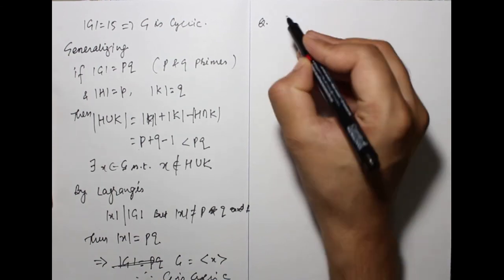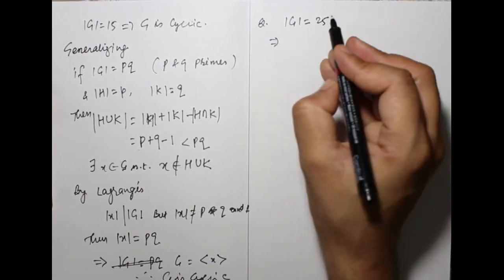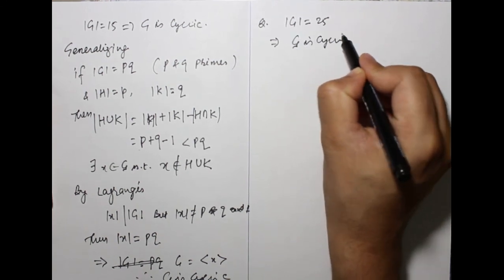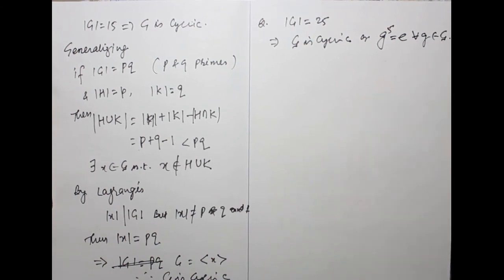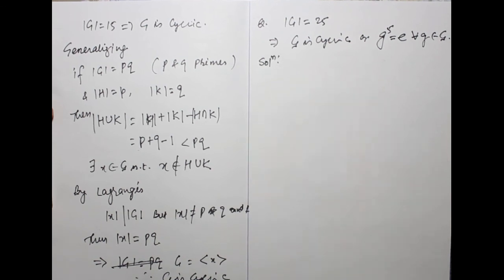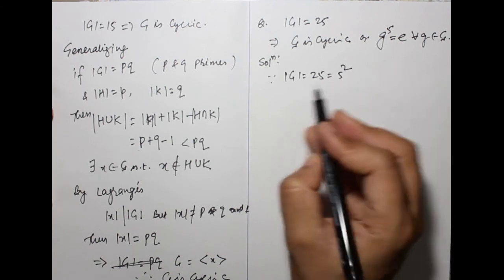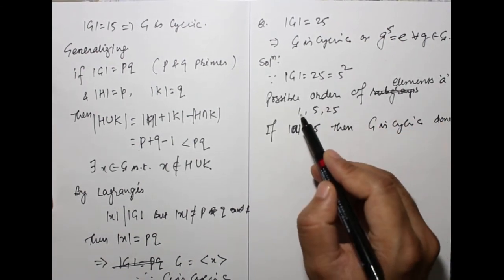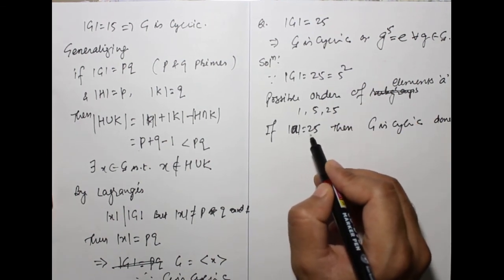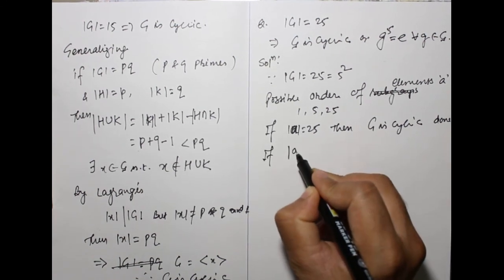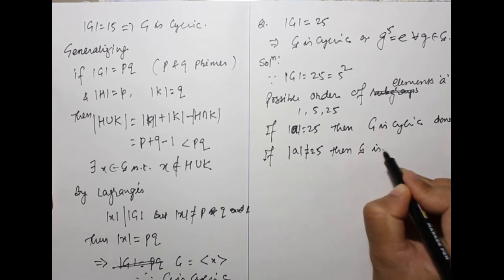Now one more question. If the order of G equals 25, then either G is cyclic or g to the power 5 equals the identity for all g belonging to G. Since the order of G equals 25, that is 5 squared, the possible orders of an element a in G are 1, 5 and 25, because the order of an element should divide the order of the group. If the order of a equals 25, then G is cyclic, done. If the order of a is not equal to 25, then G is non-cyclic.